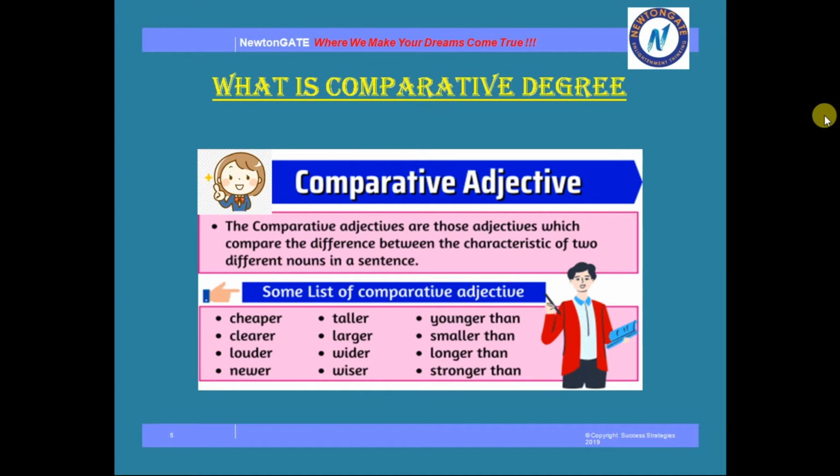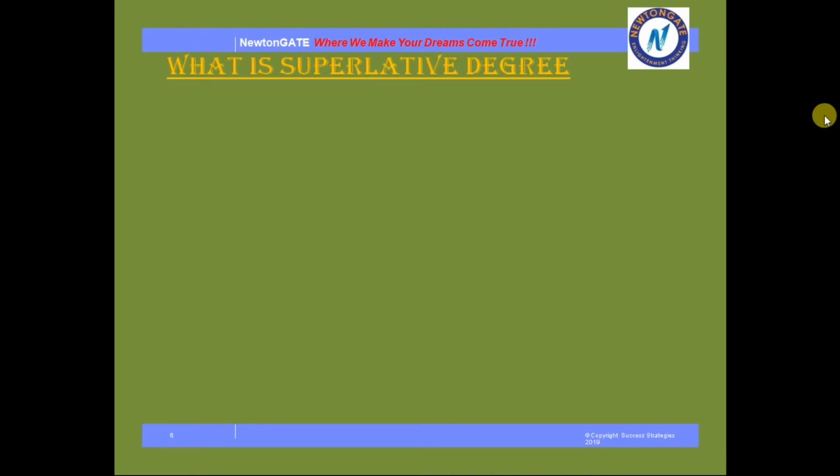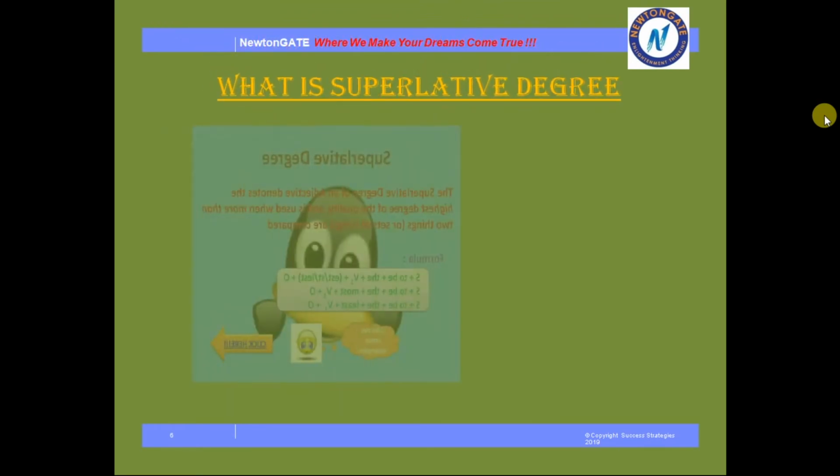You can say this: He is a more intelligent boy than Rahul. Or Ravi is a more intelligent boy than Rahul. You are comparing these 2 boys. For that reason, what degree do you have to use? You have to use comparative degree. Understood?